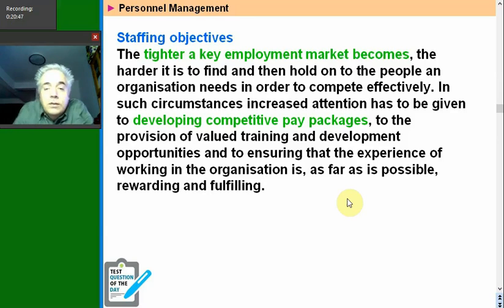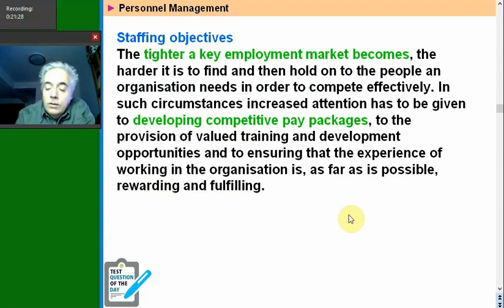In such circumstances, increased attention has to be given to developing competitive pay packages. Money is not the only way that you can attract people and retain them. So, for example, if the environment was horrible, they're very stressed, they may consider other things as well to stay in the company. So developing competitive pay packages and other stuff, right? Then the provision of training and developing opportunities, and ensuring that the experience of working in the organization is, as far as possible, rewarding and fulfilling. This is not only about money, even though money is a very important one.